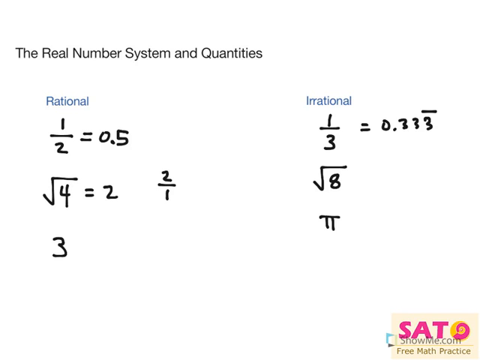Same thing for square root of 8. Square root of 8 is 2 square root 2, and the rest we have to approximate on that. And pi, we all know pi is 3.1415, and forever long, it never ends. So the key thing here is that irrational numbers never end, and they can't be simplified into a simple fraction. So let's move on here.